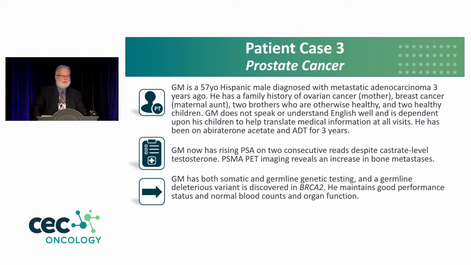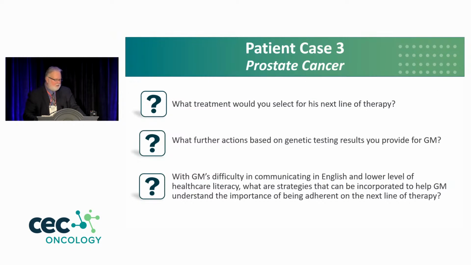He now has a rising PSA on 2 consecutive readings. His testosterone level is at castrate level, and we are starting to see bone mets on PET scanning. He's had both somatic and germline testing, and a germline variant was discovered in BRCA2. He does have good performance status and a normal blood count. So again, Dr. Pillier, I'm going to come back to you. What would you do next? Where do you go next with this guy?